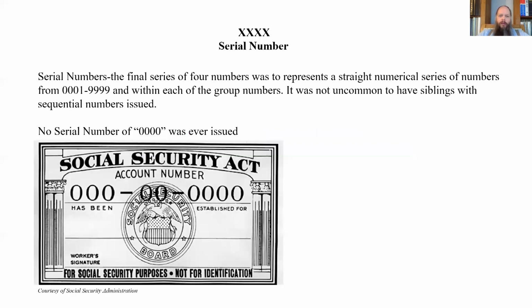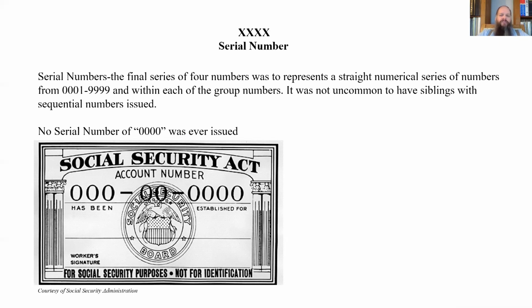The last four numbers are commonly referred to as serial numbers. These are the final series of numbers, and they're straight numerical numbers ranging from 0001 to 9999. You can see here on this card, 0000 was never issued, it was never used. It's not uncommon to have siblings in the same family with sequential numbers that were issued at the same time.